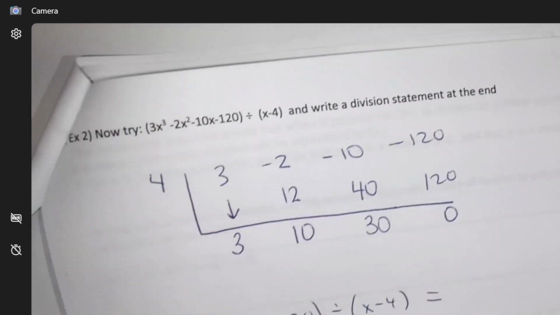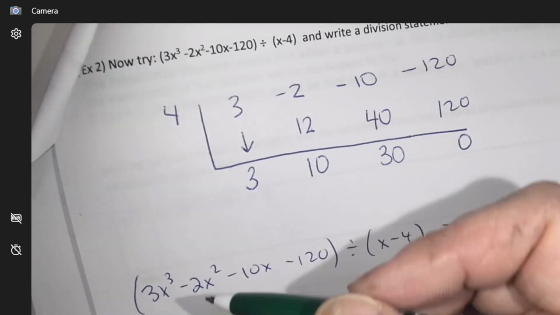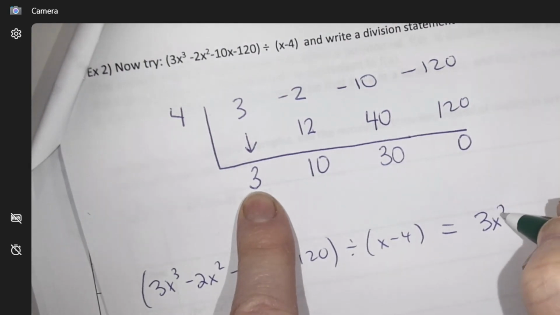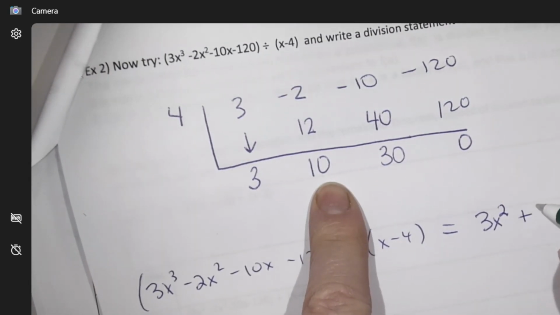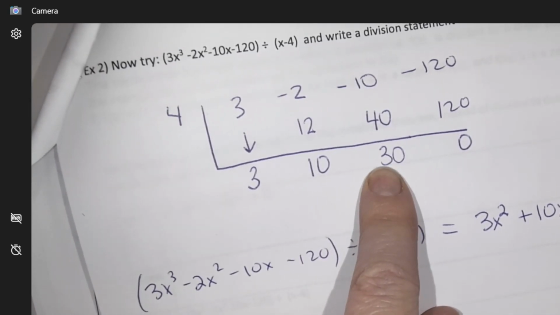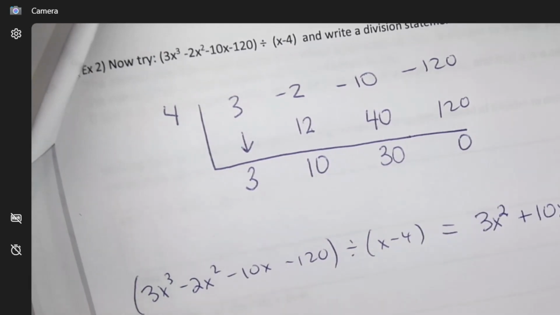X squared. So this is going to be an x squared. So 3x squared plus 10x plus 30, and there's no remainder, so then it's perfectly divisible by it. That's what this means.